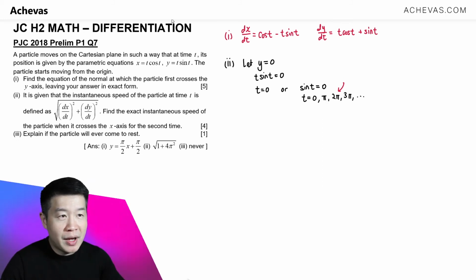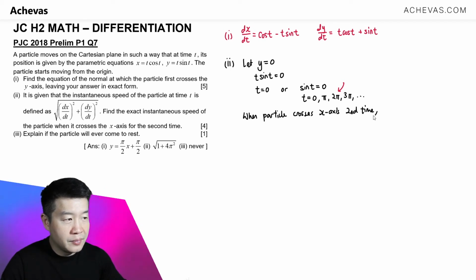So when t is equal to 2 pi, let's try to look at the instantaneous speed. When the particle crosses the x-axis for the second time, that is when t is equal to 2 pi. And for the instantaneous speed, it is expressed in this way. So we need dx dt, we need dy dt.